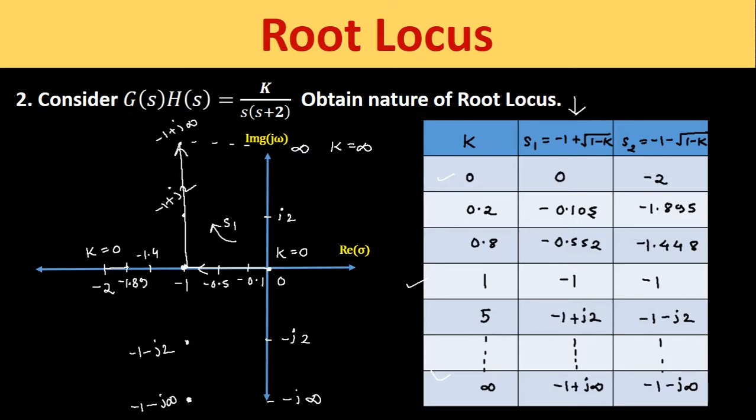So when we join all these points we will get the locus of S2. We will join all these points like this. So we are getting this branch. The movement of the points of S2 is the locus of S2 that we are getting.